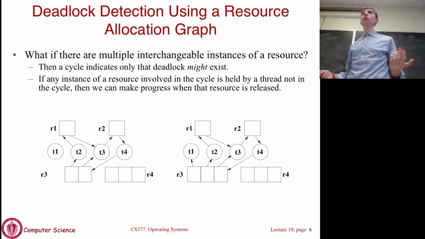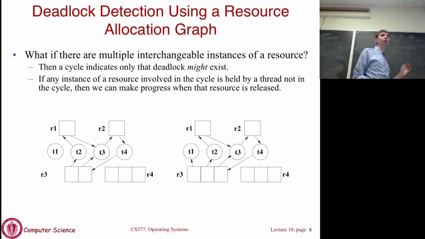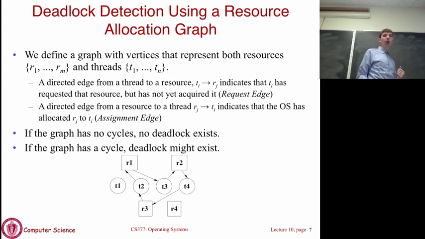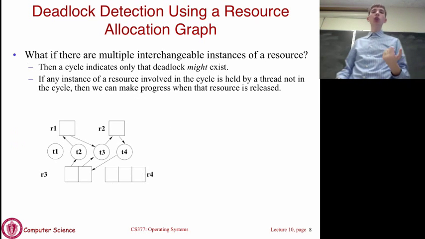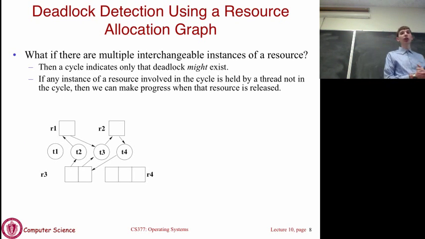Everyone see how that's working? So this is how you can have a cycle, but when you introduce the idea of multiple interchangeable resources, that doesn't necessarily mean you have a deadlock. In the previous case, if we're assuming that you only have one copy of each resource, then a cycle does definitively mean you have a deadlock. But in general, we're not going to make that assumption, so a cycle only means there could be a deadlock, but not that there necessarily is a deadlock.